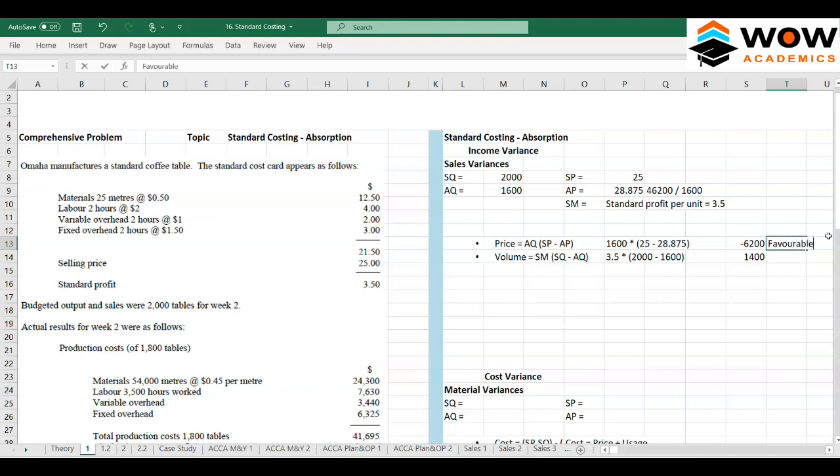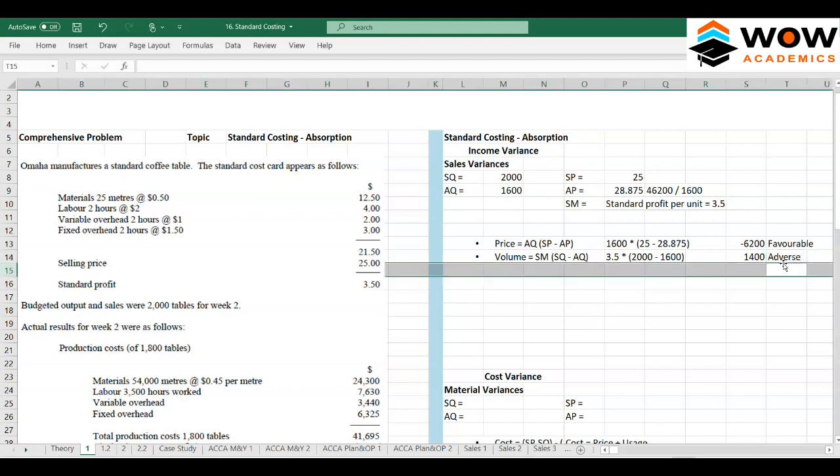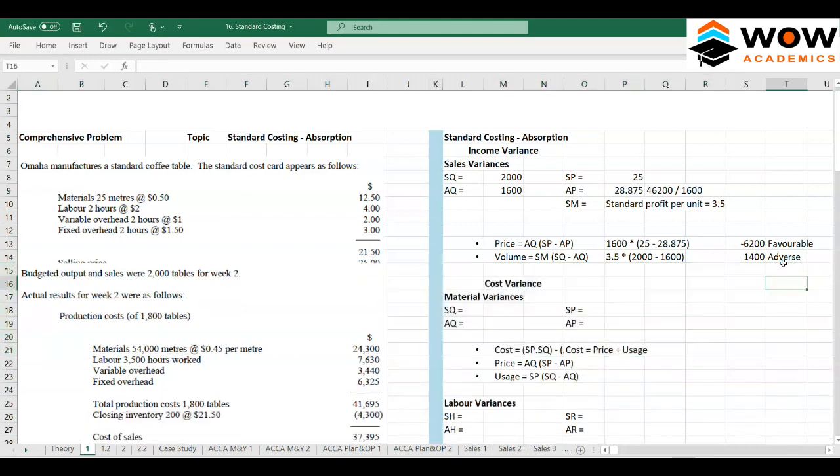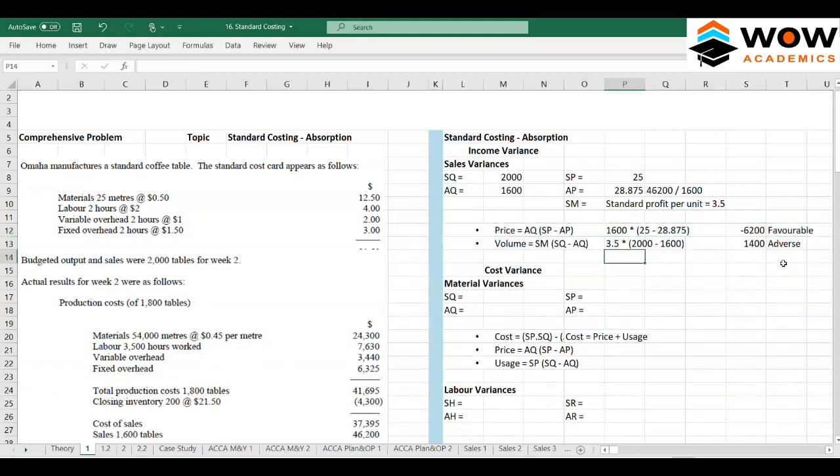It's a favorable variance. And look at here, they should have sold 2000 units, which is a standard, but they sold only 1600. So that is a bad thing, which is called adverse. So that's about this concept. We'll move on to the next one.